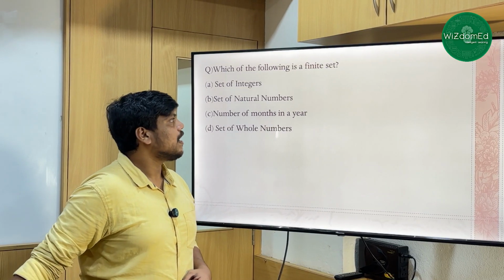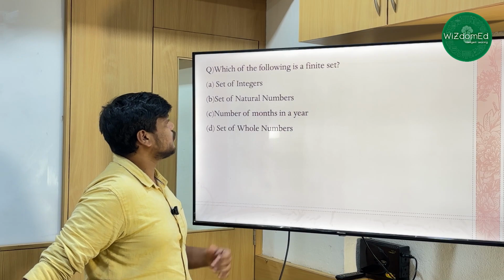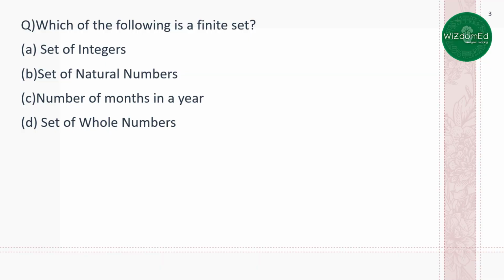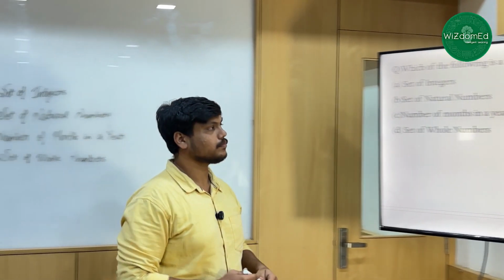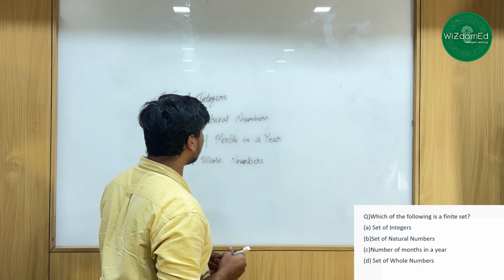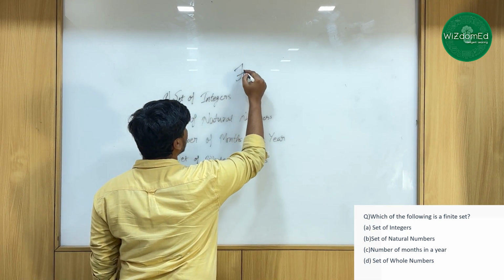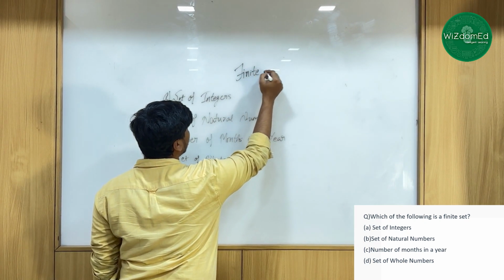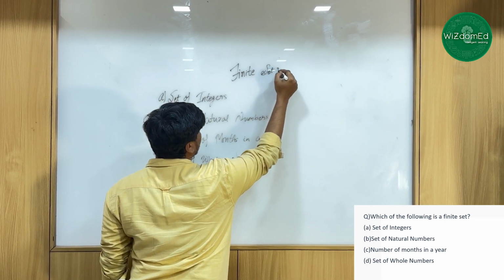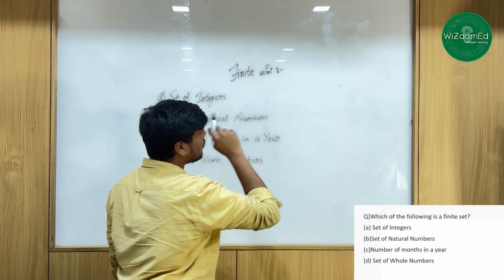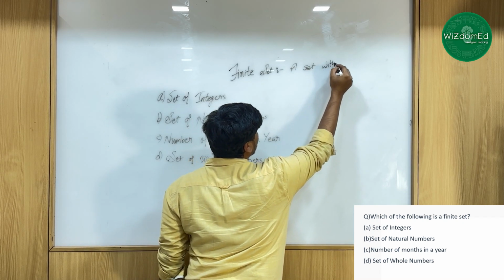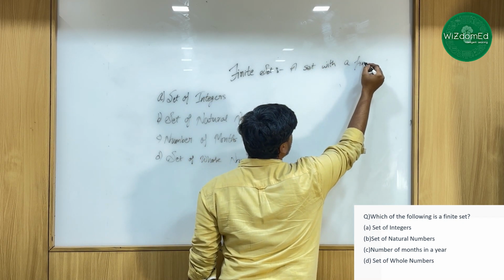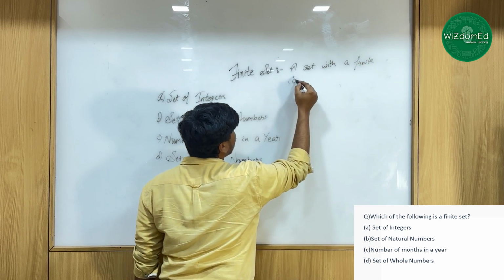Okay guys, let's start with the next question on sets. The question is, which of the following is a finite set? We have been given four options out of which we have to figure out which one is a finite set. Before we start the solution again, we should know what we mean by a finite set. A finite set is a set with a finite cardinal number.